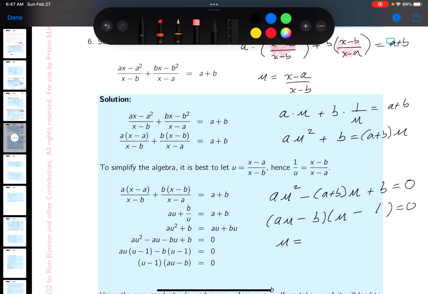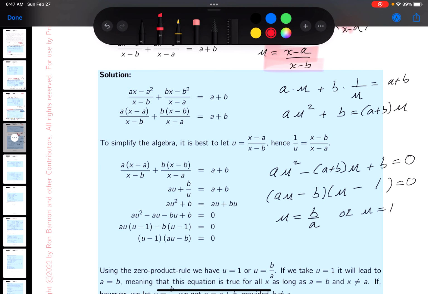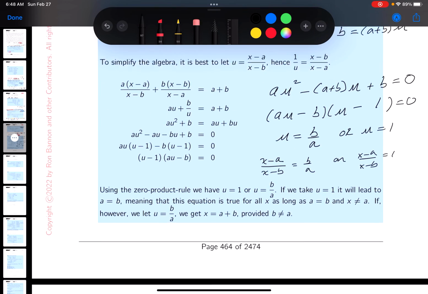So I know what u is. What's u going to be? Well, b over a, or the u could be equal to 1. I didn't want u, though. And I want to remind you, this is what u is up here. Let's write that down, see if we can figure it out. And again, I want to remind you, we're solving for x. Let's write this down now. It's going to be x minus a over x minus b is equal to b over a, or x minus a over x minus b is equal to 1.